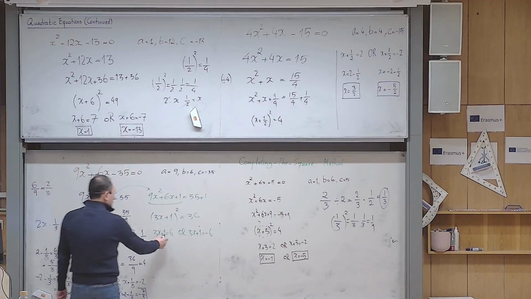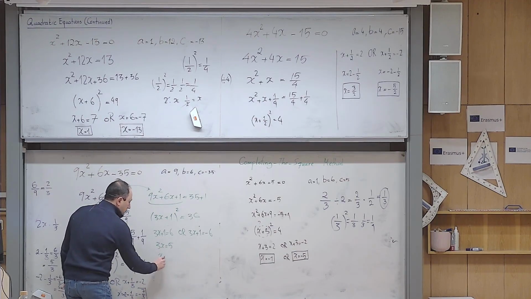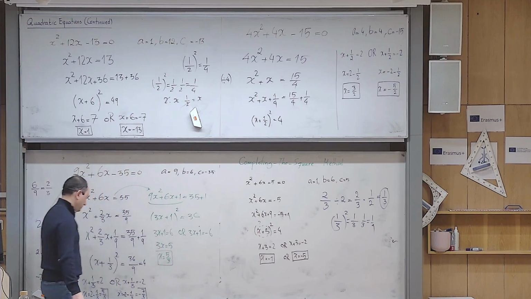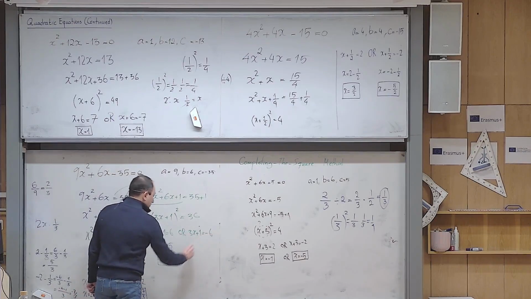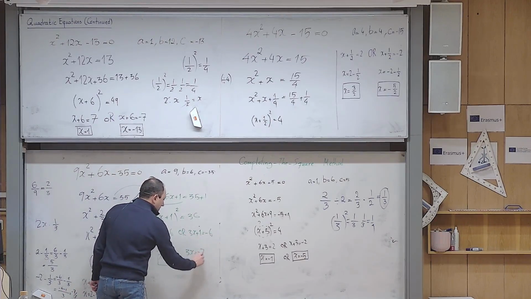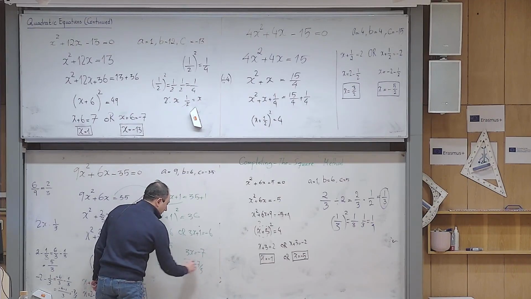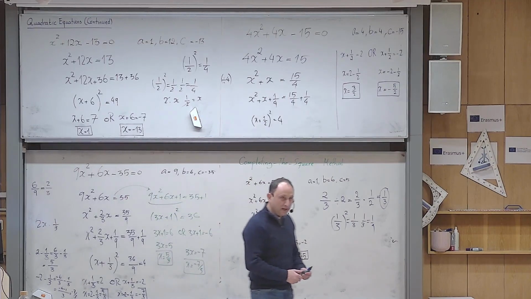So here you just move it to the right side. It becomes what? 5. But you want x, so you divide by 3. And you don't have to work with it because that's finished. Is that the answer? Yes? And then here you move this to the other side. Becomes minus 7. And then x becomes what? Minus 7 over 3.